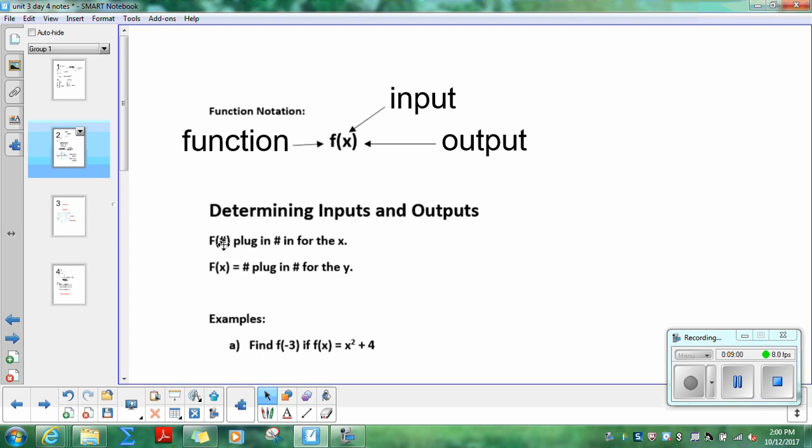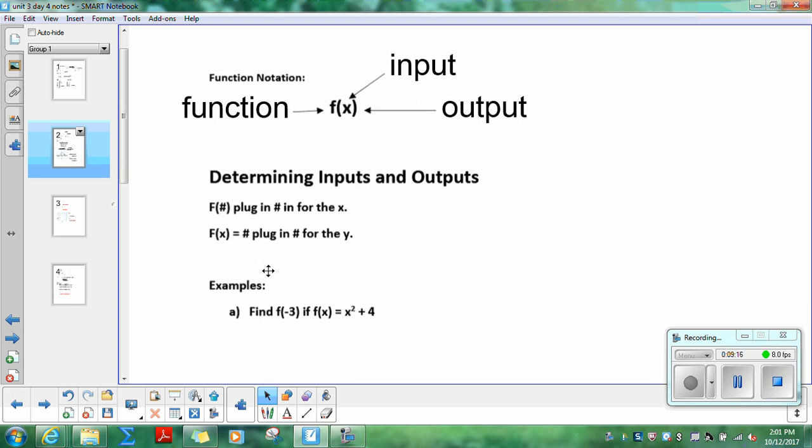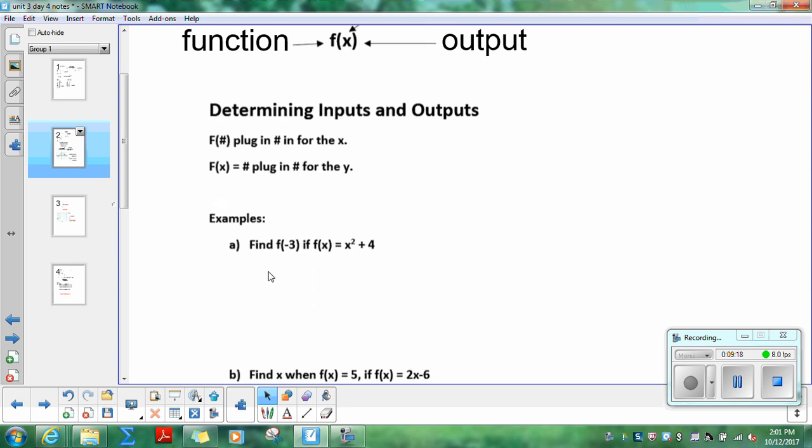But when you see f with a number inside the parentheses, that's your x value. So that's what you want to plug in for x. But if you see f of x, that exact same thing equals a number, then that means that number is your y value. Okay? So here's an example. It says find f of negative 3 if this is your function. This is the equation we're going to use.